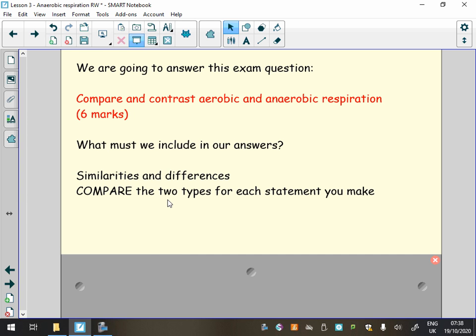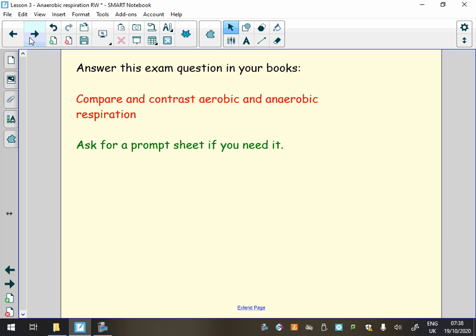So if you're saying that aerobic involves oxygen, you need to say that anaerobic does not involve oxygen. And if you said that aerobic produces carbon dioxide and water, you'd say anaerobic doesn't produce carbon dioxide and water. In animals, it produces lactic acid, and in microorganisms, it produces carbon dioxide and ethanol. So just make sure you're comparing them. There's a prompt sheet, I'll put it on Teams for you if you need it. But as I said, you could just rewind and look at those similarities and differences if you wanted to.